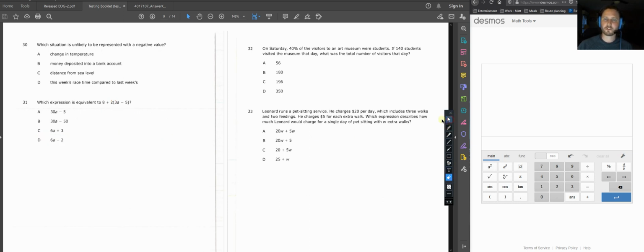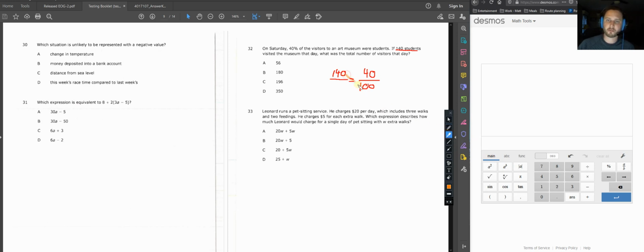For number 32, we have on a Saturday, 40% of visitors at an art museum were students. If 140 students visited the museum, what was the total number of visitors that day? So we've got 40% of visitors were students. So let's set up our part over total equals percent over 100. So our 40% goes over 100, and the 140 students goes up here. That is our part for this equation. Then we just solve like we normally would.